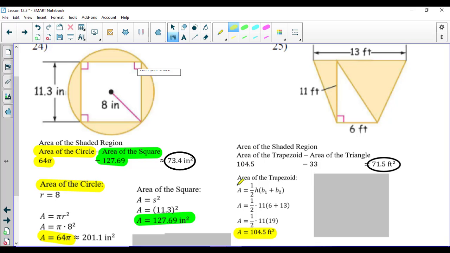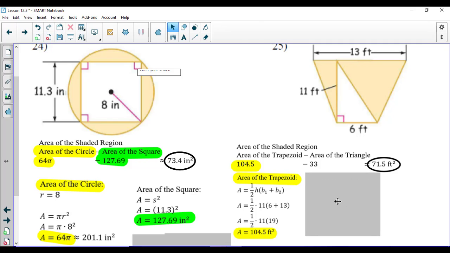And again, that's for the area of the trapezoid. So you can see that I plugged that in here. We'll find the area of the triangle next, and we'll subtract that off since that's not shaded. So that's going to be half times base times height. The base and height of the triangle meet at a 90-degree angle.